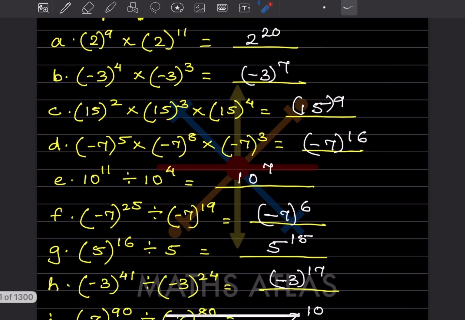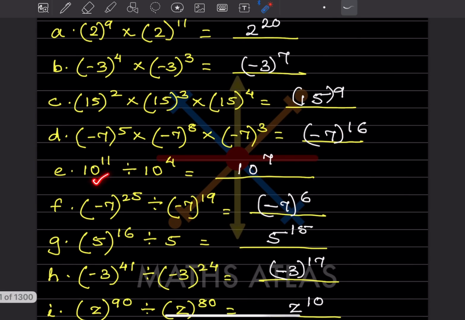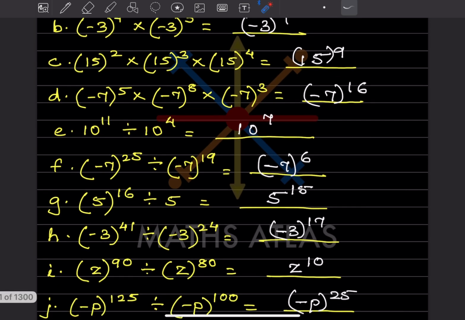Now here you can see in between these two numbers there is a division sign. So for this one we will write a raised to m divided by a raised to n, which is going to be a raised to m minus n. So what will you do? You will keep the base the same and this you are going to subtract. So 11 minus 4, which is going to be 7. So you will write here 10 raised to 7.